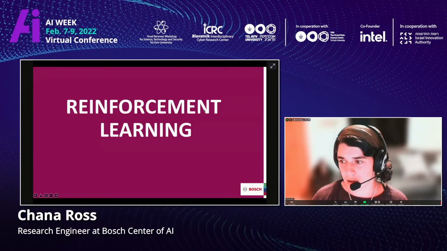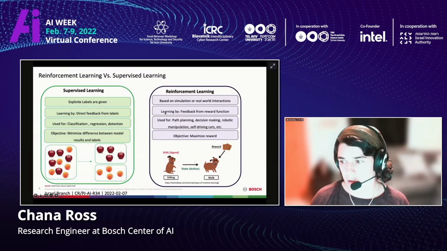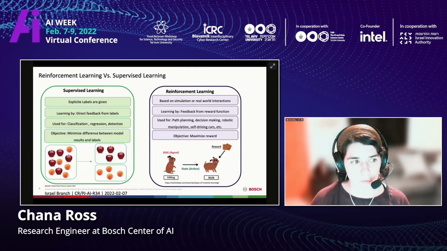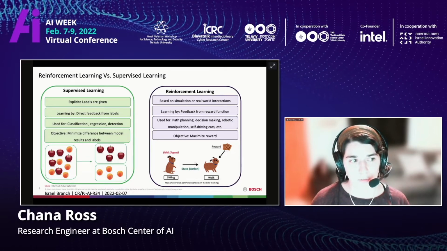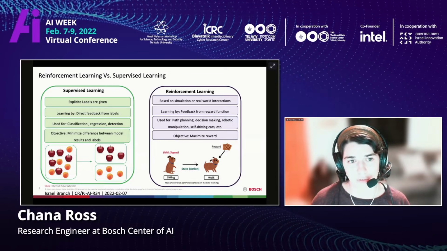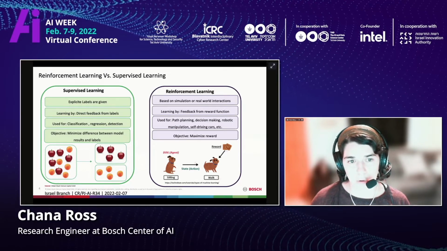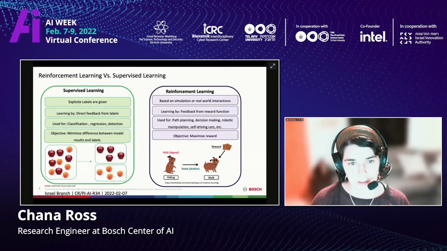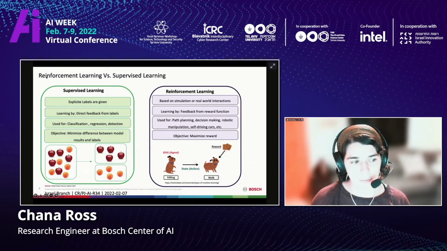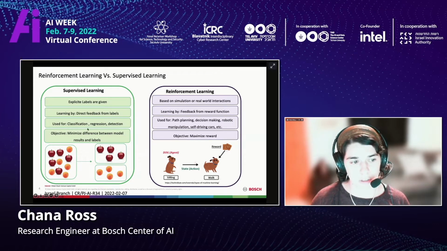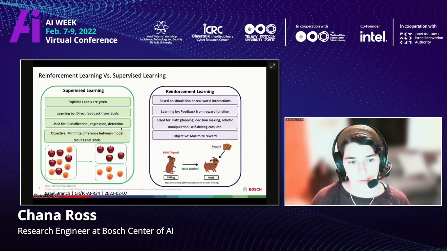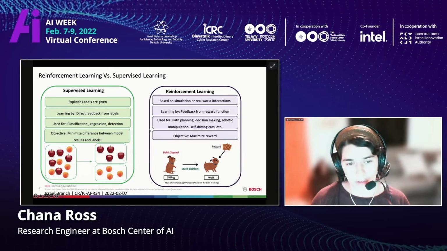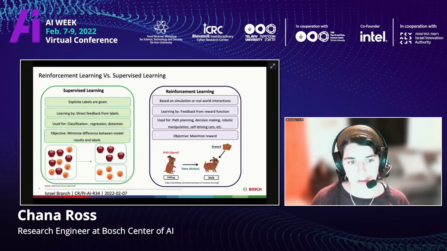Okay, so reinforcement learning. The difference between reinforcement learning and supervised learning is that in supervised learning, we have labels and we use those labels for training. Whereas in reinforcement learning, it's actually based on a simulation and a reward function, which leads the policy to better actions and better decisions. On the left, we have apples and oranges, and in supervised learning, we would differentiate between apples and oranges. Whereas in reinforcement learning, we usually try to do path planning or decision making, and we don't actually know what the right choice is, but we let the algorithm try to figure it out.